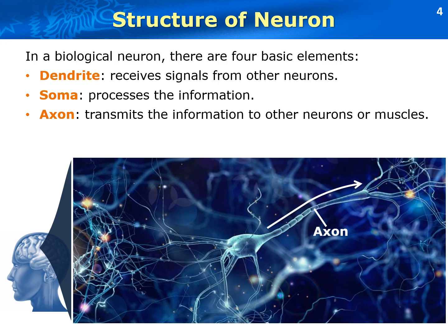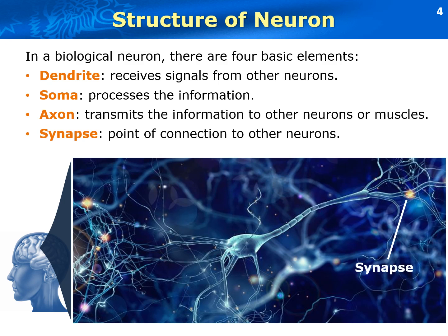The last concept is synapse, which is the point of connection to other neurons. Sometimes, synapses are also known as neural junction. The junction point can be between two neurons or between a neuron and a target cell, such as a muscle. We will detail them later. First, let's look at dendrites.